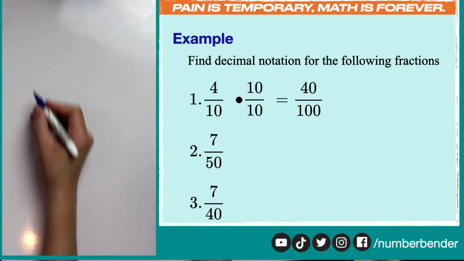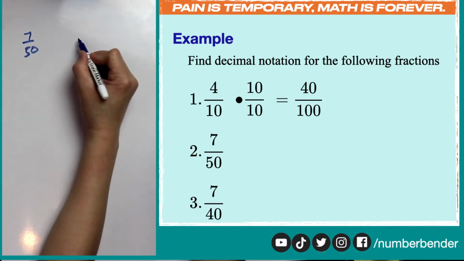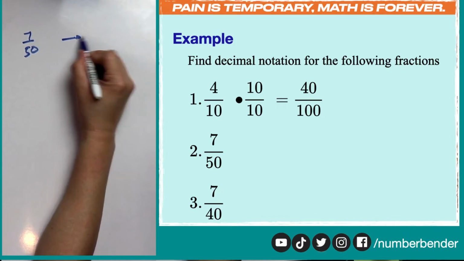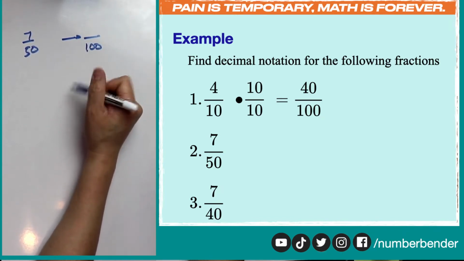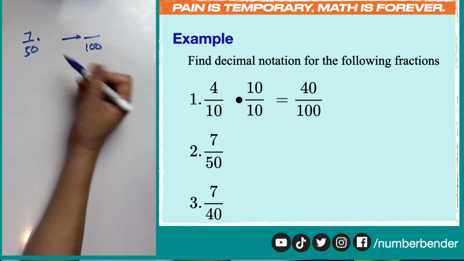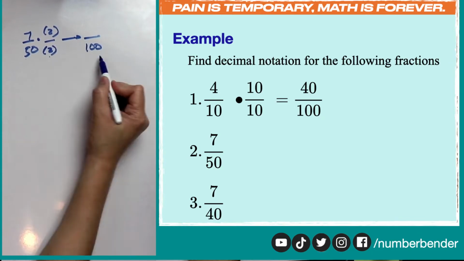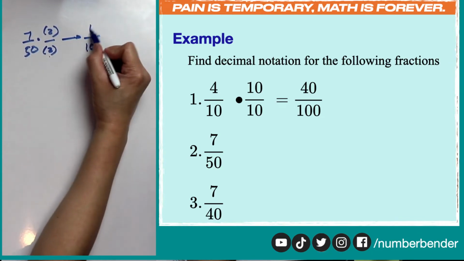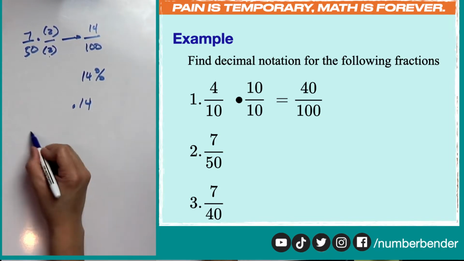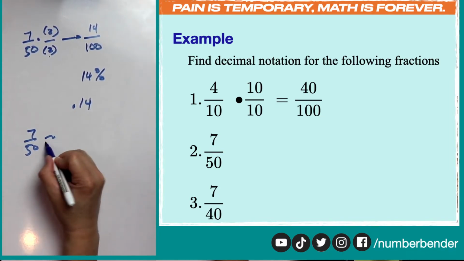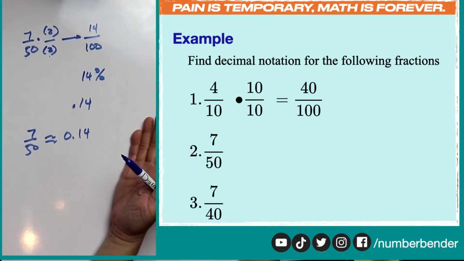Now, let's see if we can use that technique on 7 over 50. Can we think of a number that we can multiply 50 with so that it will equal 100? And yes, we can. And that is 2. 50 times 2 is 100. 7 times 2 is 14. So we have 14%, or 0.14. So 7 over 50 is equal to 0.14, or 14%.